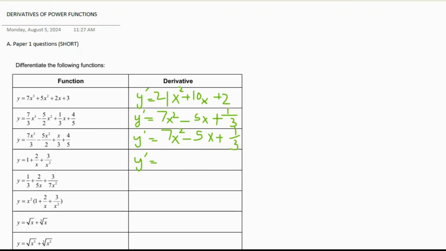Moving on to the next problem, one does not have any variable, nothing is next to it. This is 2 to the power of x to the power minus 1. I can write it down like this. So it's going to become negative 6x. All right. Let's move forward to the next question. It's 1/3.